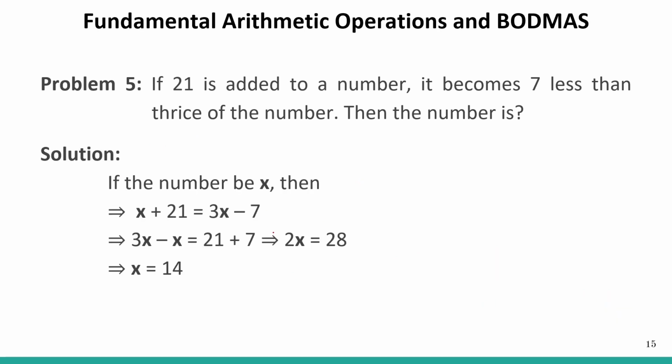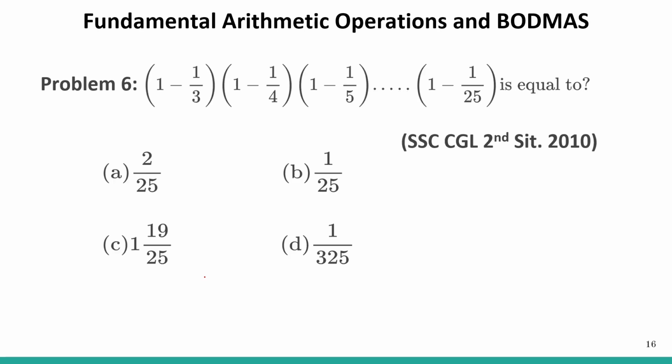So let's see the step by step solution. If the number is x, then x plus 21 is equal to 3x minus 7, as we have already derived this algebraic equation. So 3x minus x is equal to 21 plus 7. This implies that 2x is equal to 28, so x is equal to 14. So x is equal to 14 is the answer here.